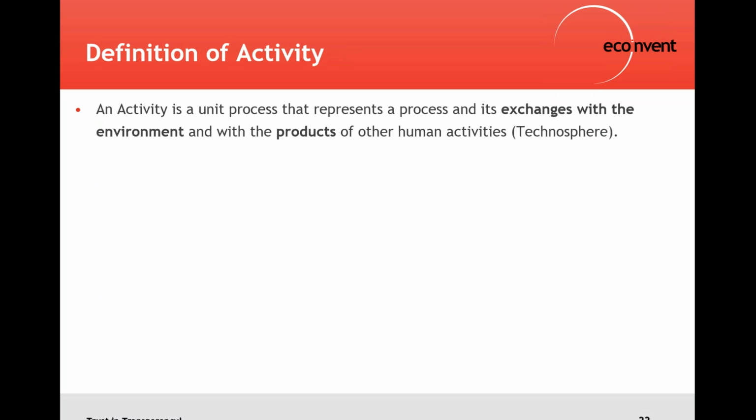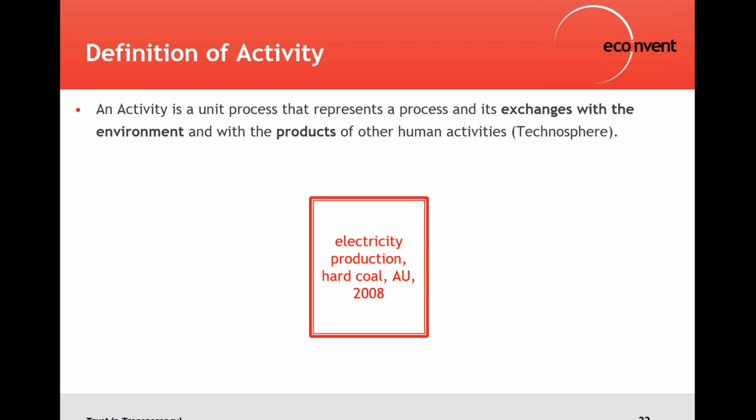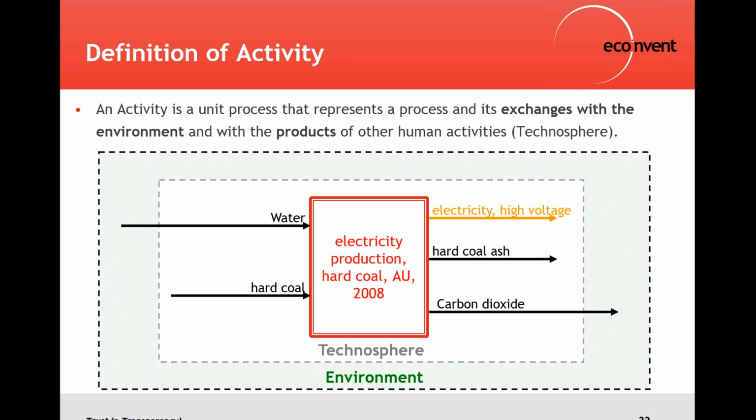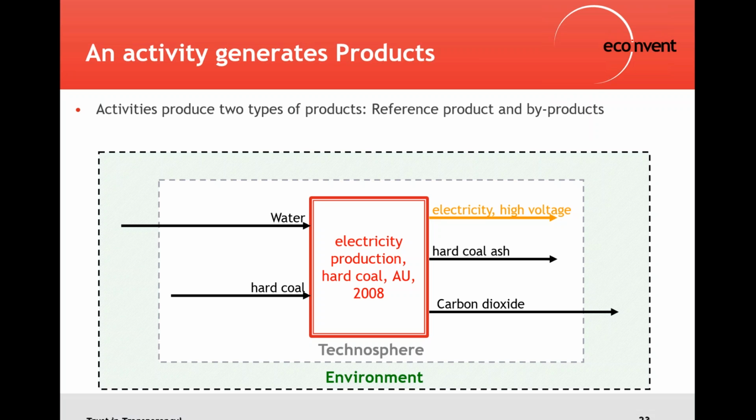So how do we define an activity in version 3? An activity will be a unit process that is representing a process and its exchanges with the environment and with the products of other human activities, with the technosphere. This is what we mean in ecoinvent version 3 when we talk about activities. The interesting thing about this is that activities, which are processes, are producing products. Activities are generating products, and the products, the outcome of the process, are different from the process in itself.